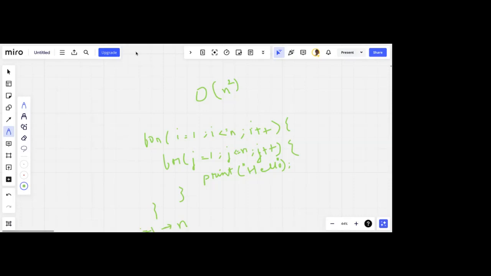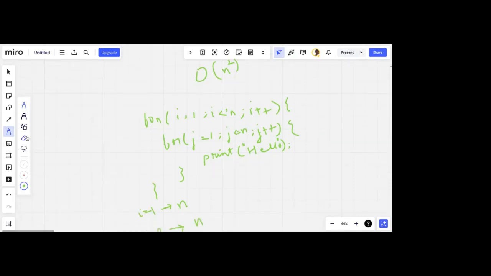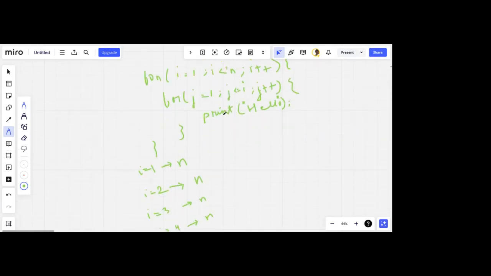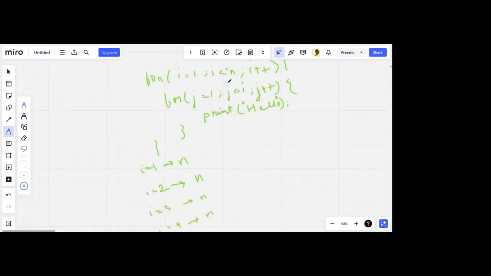Okay, now guys, I'll just make a slight change in this. Here, instead of saying j less than equal to n, I would just say j less than equal to i. Now, can you tell me what would be the running time of this algorithm? i equal to 1, i less than equal to n, i plus plus, j equal to 1, j less than equal to i, j plus plus.